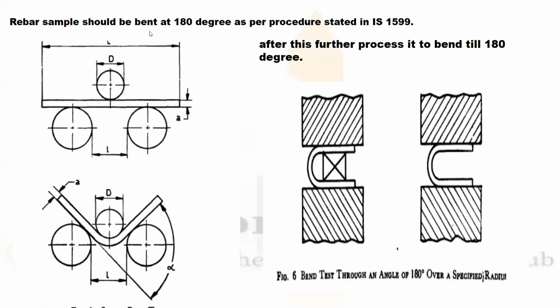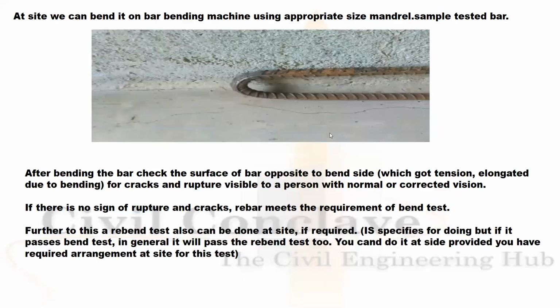Rebar shall be bent at 180 degrees as mentioned in IS 1599. Here you can see this is the mandrel. Now you put the reinforcement and bend it. Then the process continues until it is bent to 180 degrees like this, giving pressure on the top and bottom. At site, we can bend the same reinforcement using the appropriate mandrel as shown in the picture.